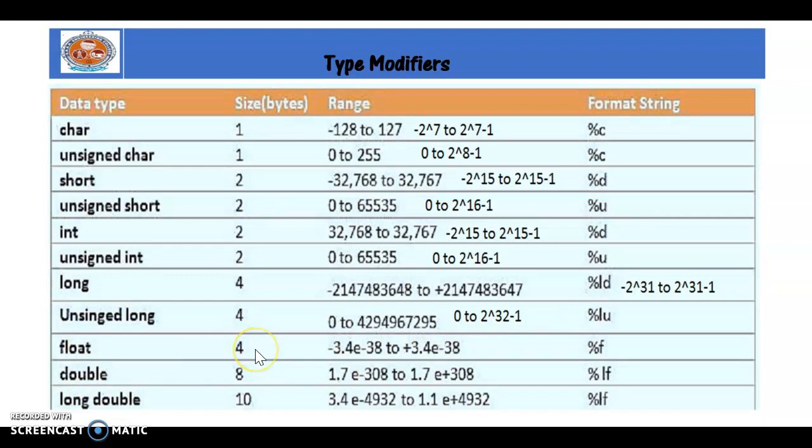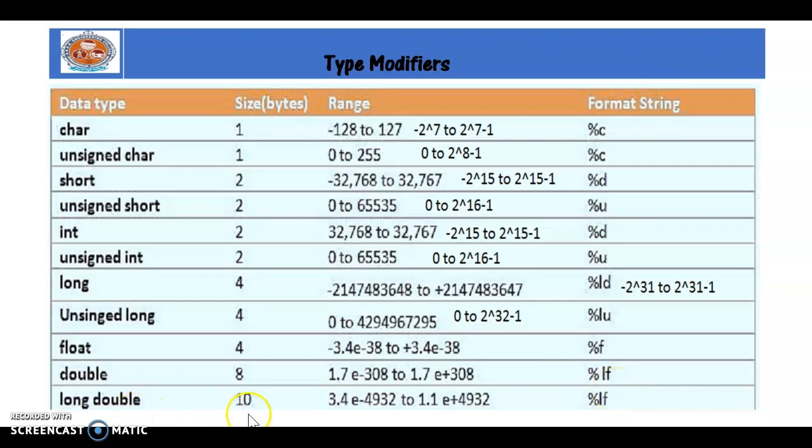Then float, it will occupy 4 bytes of memory. We will represent this in exponential form. So here we are taking from -3.4e-38 to +3.4e+38, and the format specifier is %f. Coming to double, it will occupy 8 bytes of memory, that is from 1.7e-308 to 1.7e+308, and the format specifier is %lf.